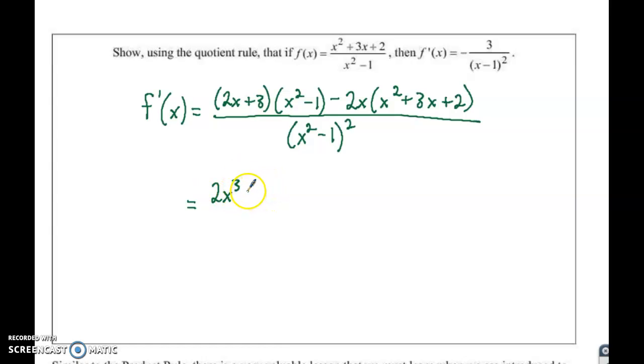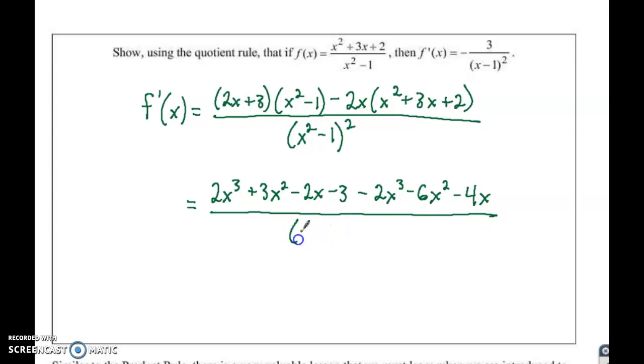2x cubed. What else do we have? I guess I need to just work it all out. I was trying to look for a shortcut, sorry. Minus 2x minus 3, and then distribute that -2x to each: 6x squared minus 4x. The denominator is still the same.